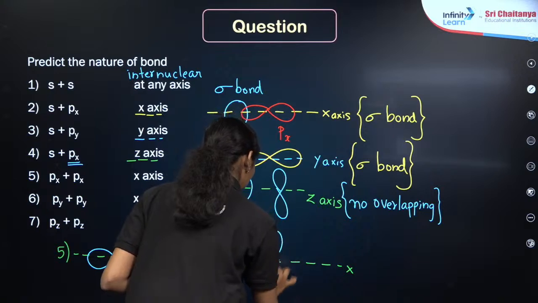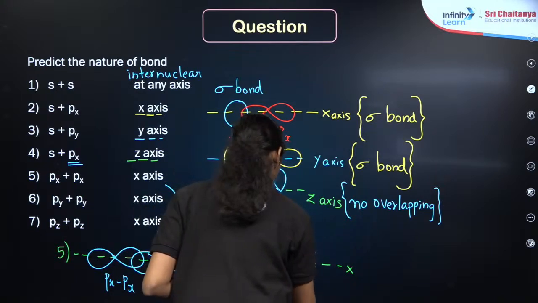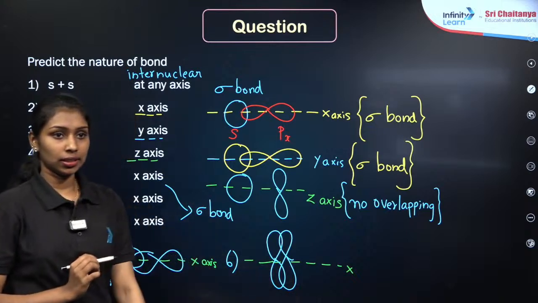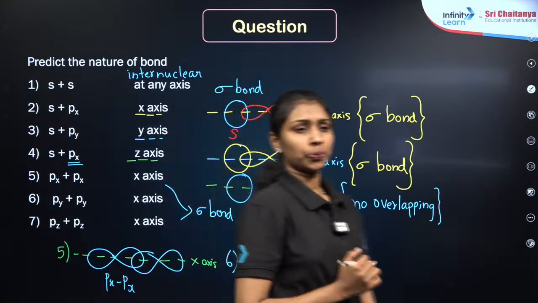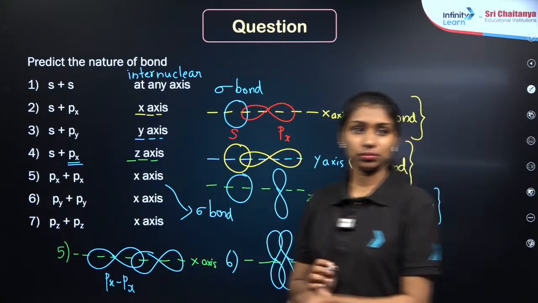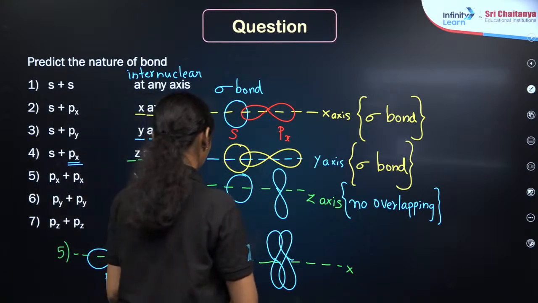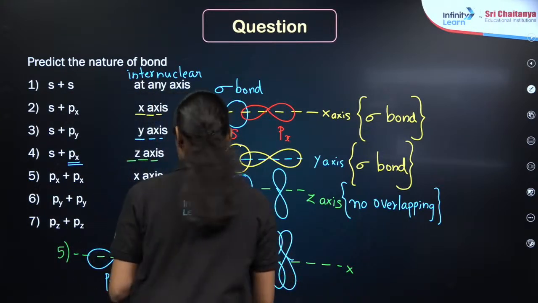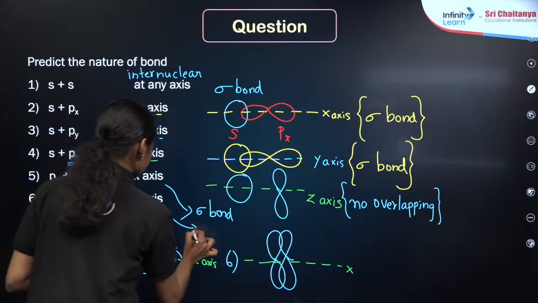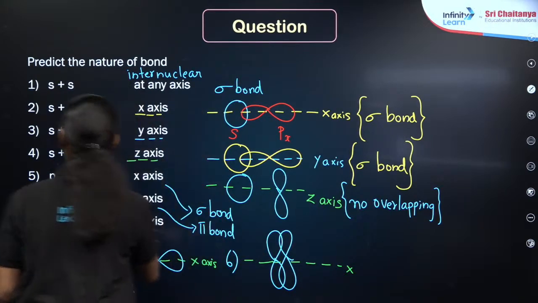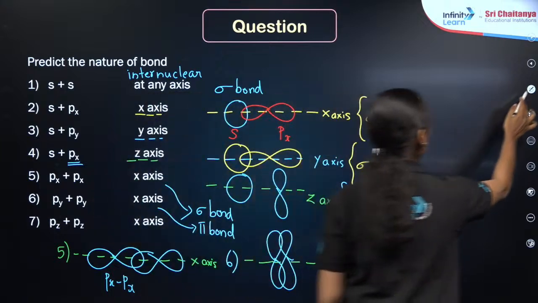Py orbital is perpendicular, right? Py orbital is perpendicular. So it will form the sidewise overlapping, right? Sidewise overlapping, right? So we can say that in this case it will form pi bond. Clear? Pi bond. Then what about the last one?